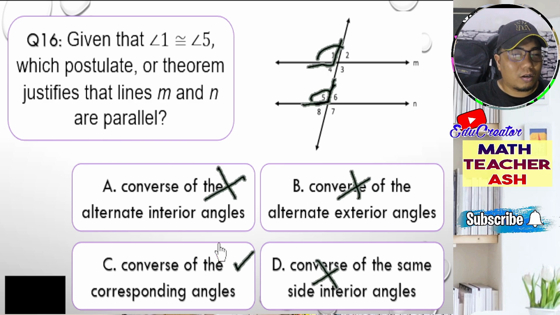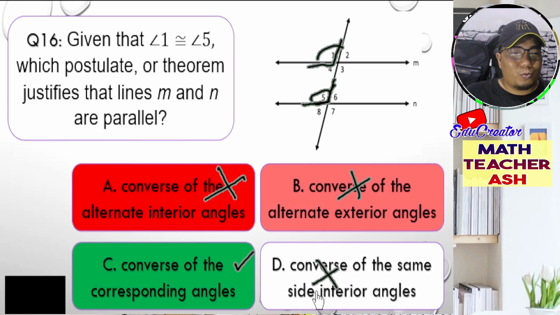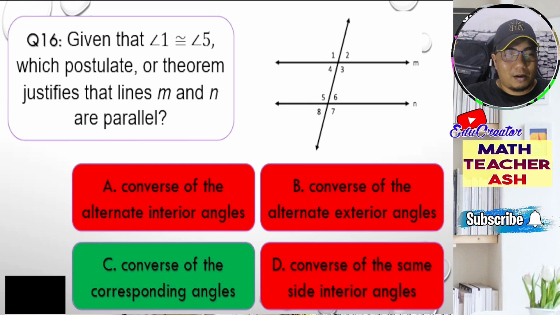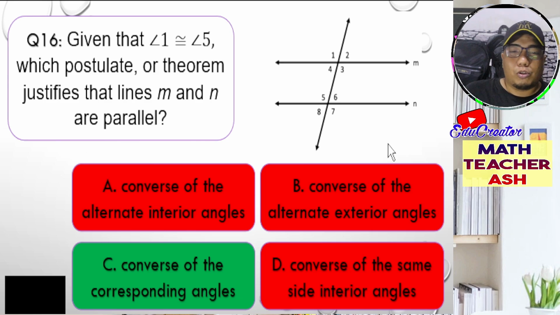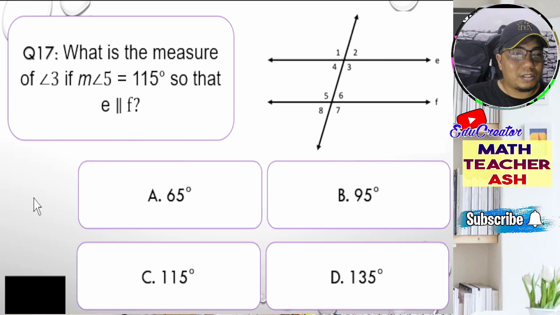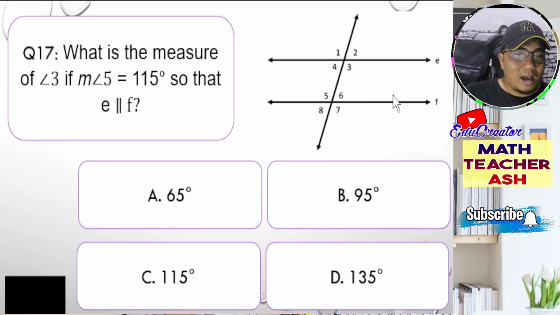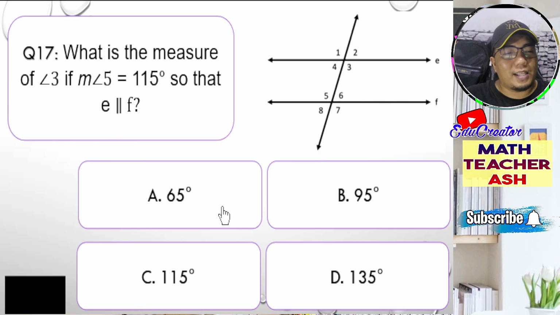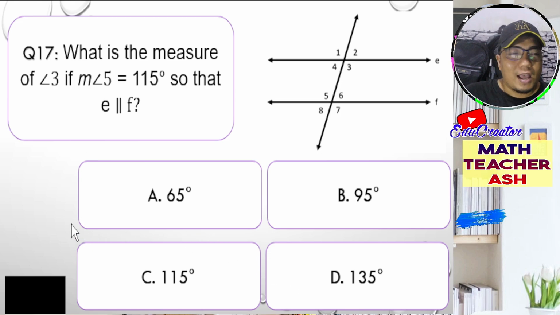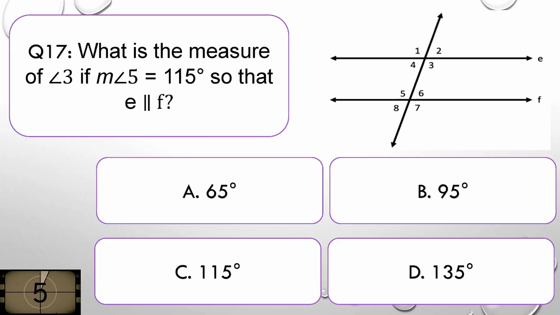Now let's check whether we are correct if it is letter C. All right, so we are correct, my dear math learners. Now let us go to the next question. Question number 17. What is the measure of angle 3 if the measurement of angle 5 is equal to 115? The same given earlier, so that lines E and F are parallel. Is it A, 65, B, 95 degrees, C, 115 degrees, or D, 135 degrees? I will give you 5 seconds to think about your answer.